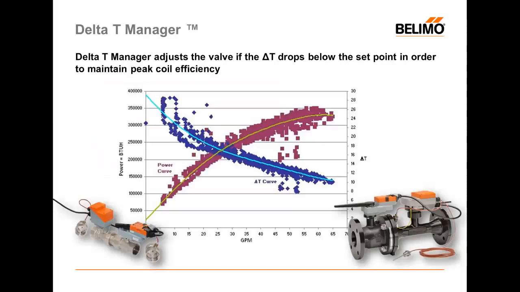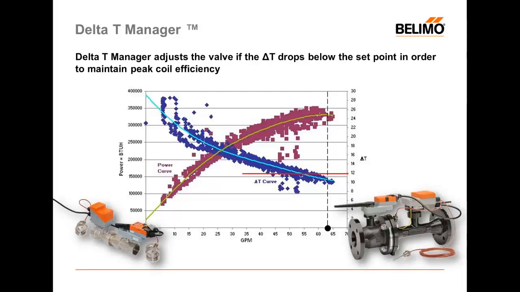The Delta T manager adjusts the valve if the Delta T drops below the set point in order to maintain peak coil efficiency. As an example, suppose that we determine the optimum Delta T is 12 degrees Fahrenheit. And we have programmed the energy valve and the Delta T manager to not let that Delta T drop below 12 degrees F. If the Delta T does drop below 12 degrees F, we will see the following response.